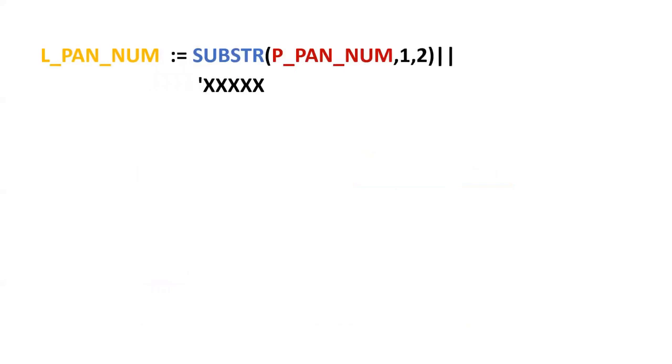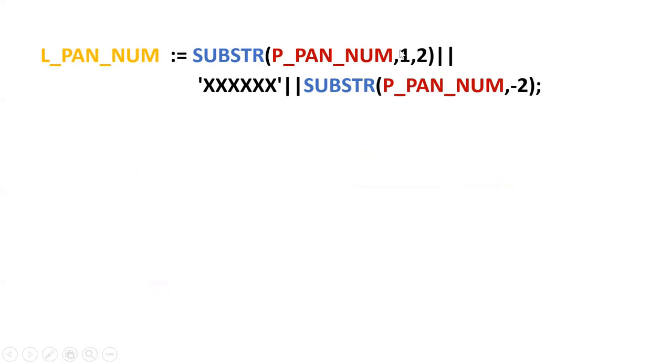Now what happened? We need to do the masking. Why do we want to do masking? Because the PAN number and other numbers are sensitive information, so we should not show the entire number. We will take the first two characters and the last two.